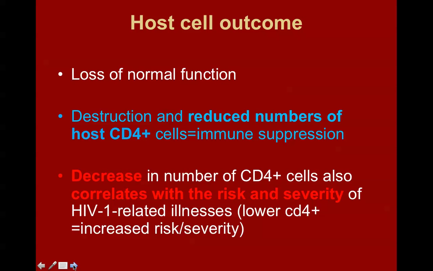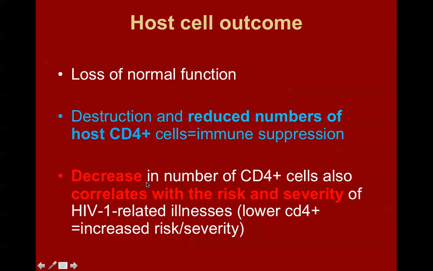Okay, the next thing that you need to know is what happens to those cells once they are infected. Well, they lose their normal function, and here are some key points. The destruction and reduced number of host CD4 plus cells equals immune suppression. These CD4 plus cells, most of them are T cells. When they are reduced through this viral process, that is what causes immunosuppression, which leads to AIDS. I'm sure most of you know AIDS stands for autoimmune depressive disorder. So it is a disease of immunosuppression.